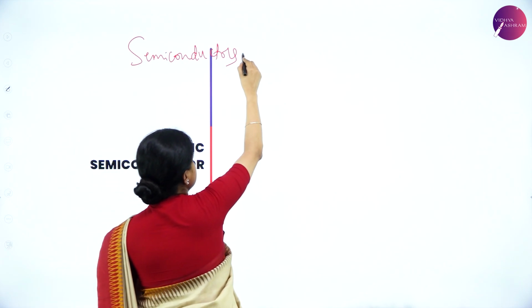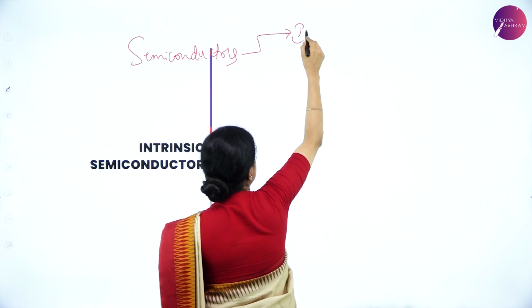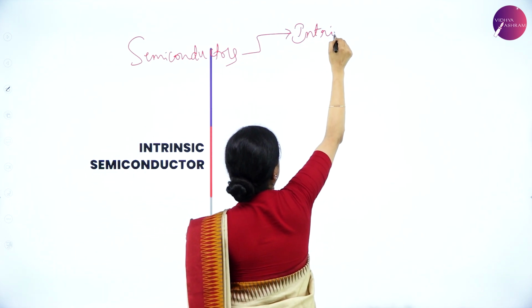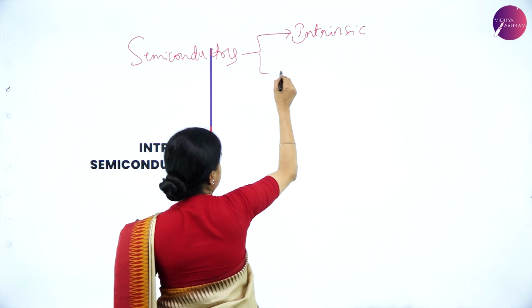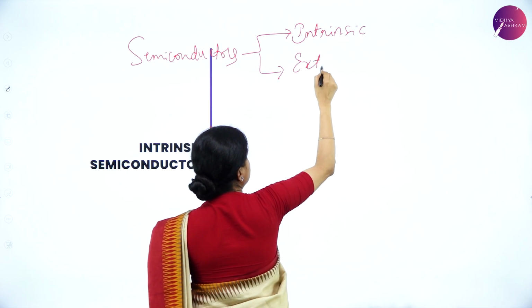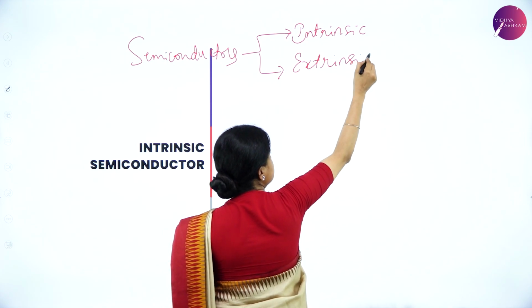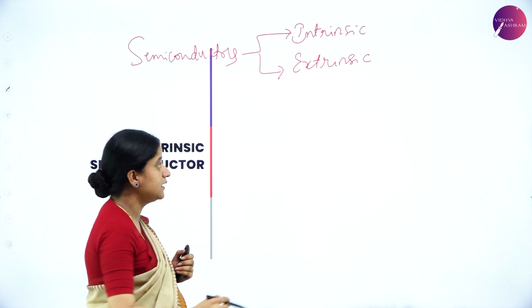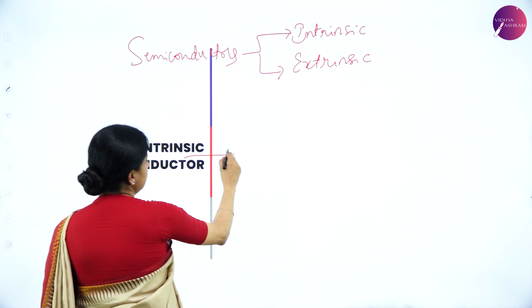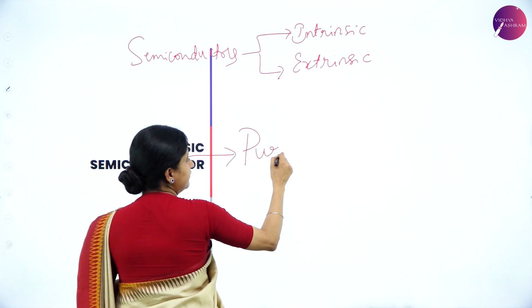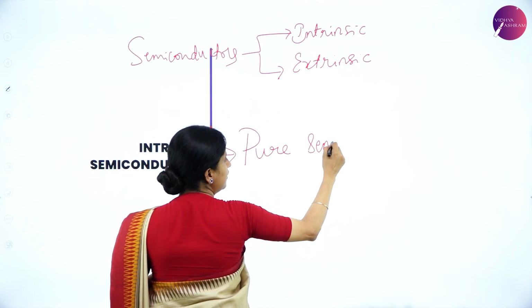Semiconductors are basically classified into two types. One is intrinsic semiconductor and the other is extrinsic semiconductor. What is the basic difference between intrinsic and extrinsic semiconductors? An intrinsic semiconductor is a pure form of semiconductor. We can say a pure semiconductor.